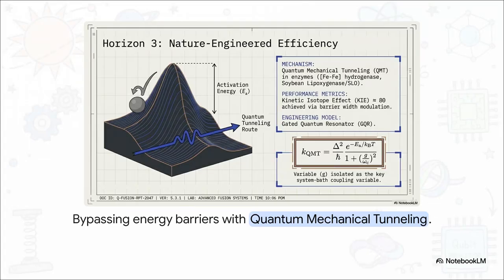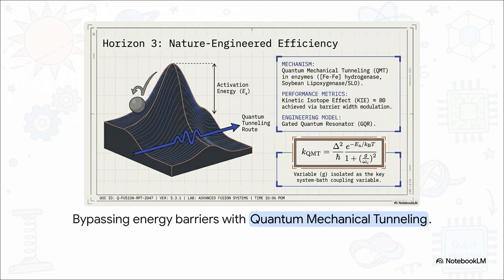I want you to take your time with this visual because the concept is mind-blowing. Notice that massive mountain representing an energy barrier? In classical chemistry, to get a reaction to happen, you have to push a huge amount of energy up and over that massive peak. But look at that blue arrow piercing straight through the base of the mountain. That is quantum mechanical tunneling. Biological enzymes naturally use this exact quantum shortcut to bypass massive energy barriers.